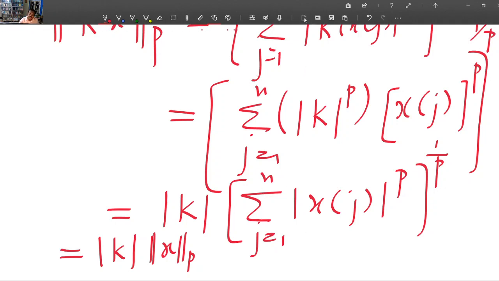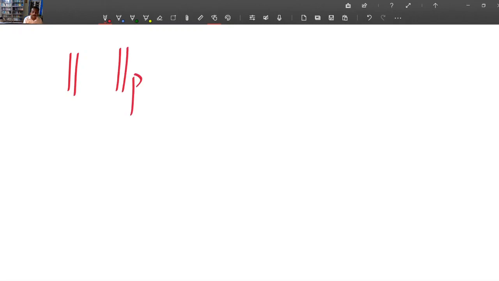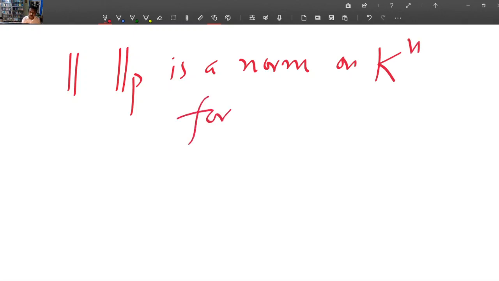So from that we can conclude that the p norm is a norm on K^n for p greater than or equal to 1. So you have proved that this is true for p greater than or equal to 1.